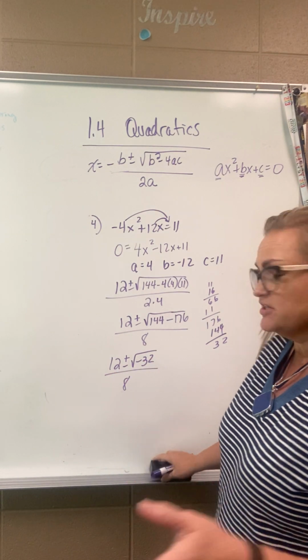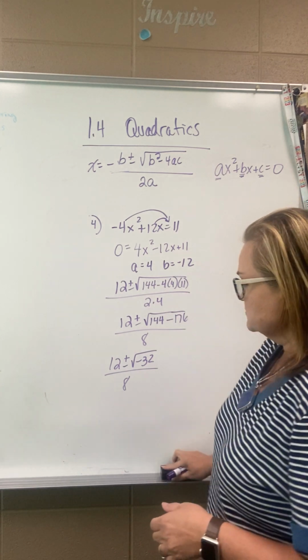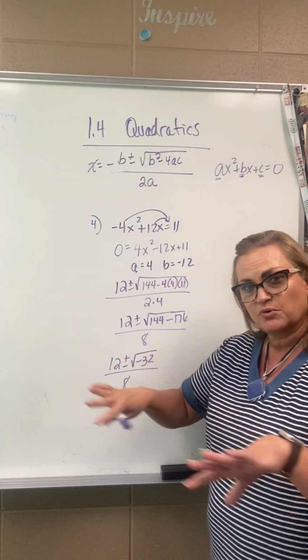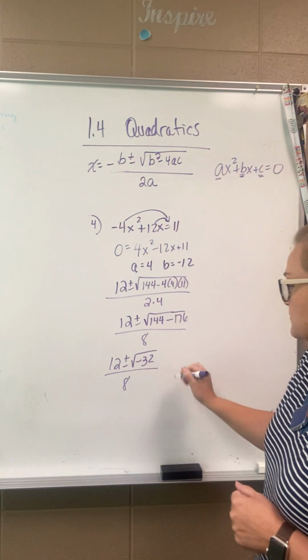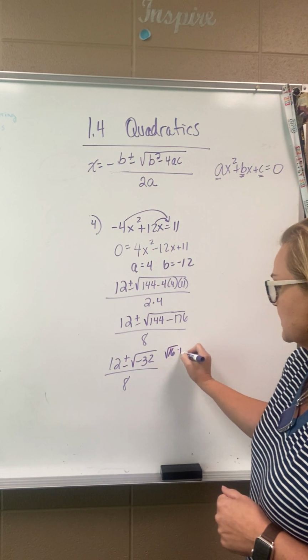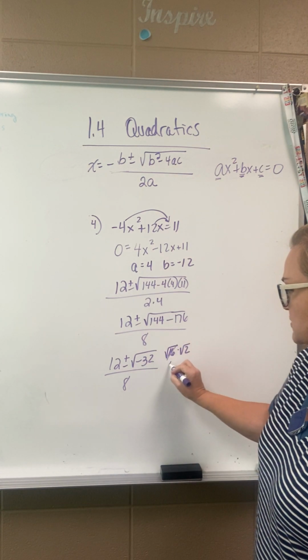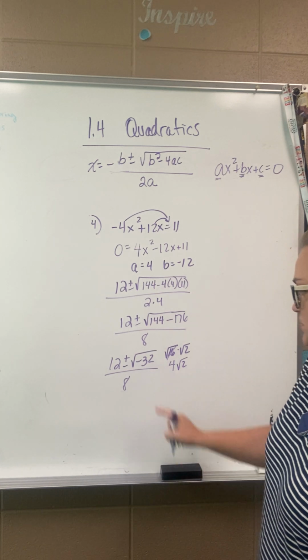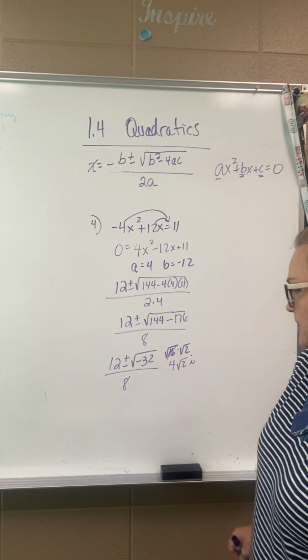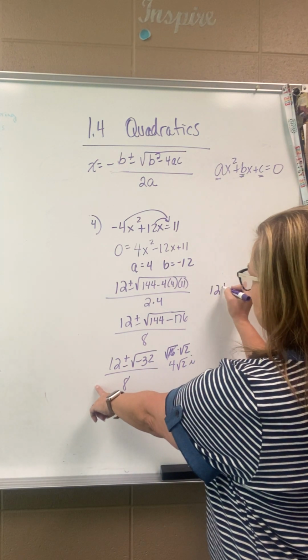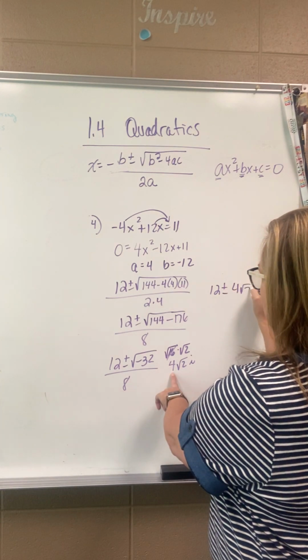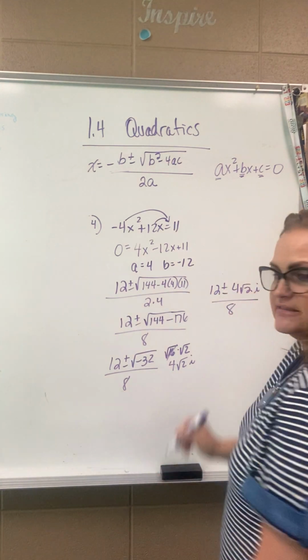So we've got another imaginary number. So notice that's imaginary, so we're going to have to pull these apart again. But that will reduce. 16 times 2 is 32. So it comes out as a 4 radical 2, and don't forget your i somewhere on that. So that will be 12 plus and minus 4 radical 2i all over 8.